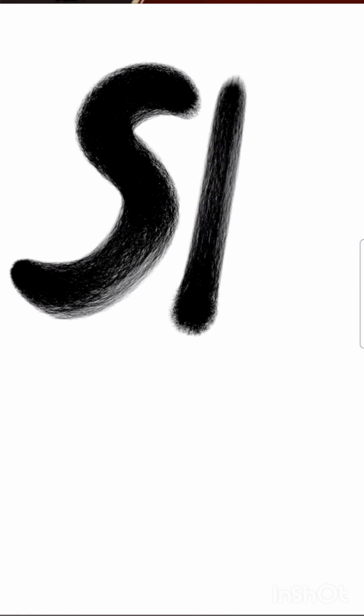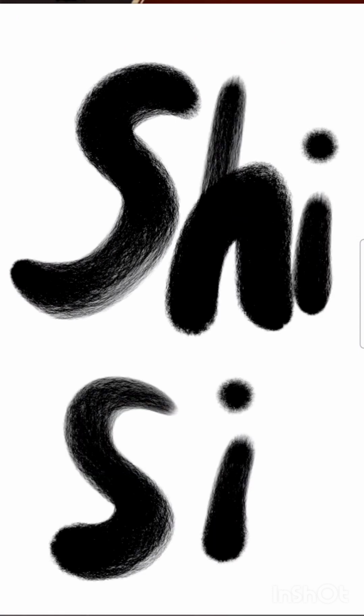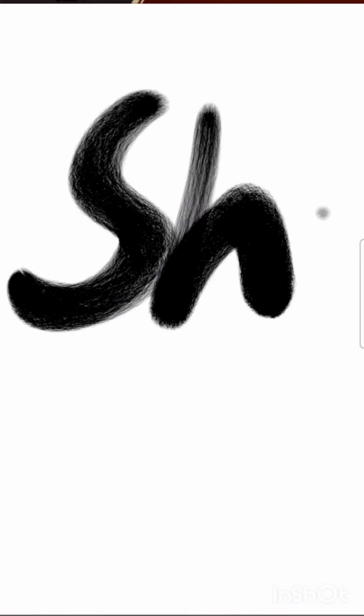Now shi. You can write it like this, or you can write it like this. Then sa, shi. So here there is an important thing to note. You have written shi, and you had not written si. There is a little bit of difference in pronunciation. Shi is the right pronunciation. Si is completely different. So you have to say shi, shi. Very simple. Shi, shi.